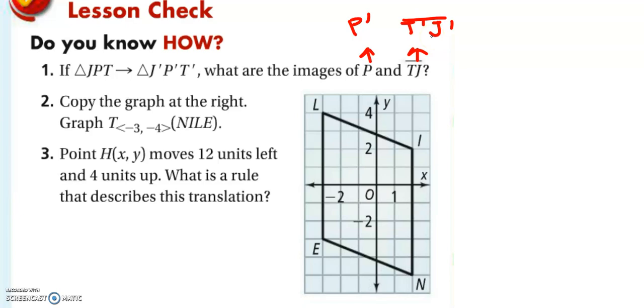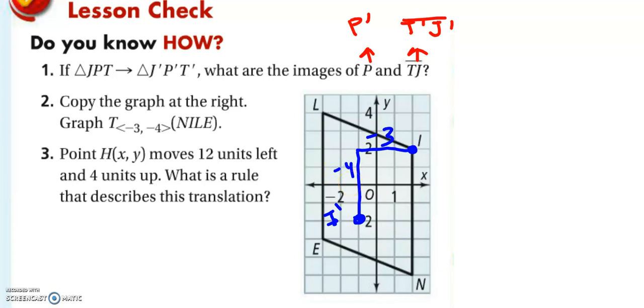Copy the graph at the right and graph a translation of <-3, -4>. So I'll do this with just a couple of points. That means go 3 to the left and 4 down. So if I went to I, I'd go -3 on the x, 1, 2, 3, and 4 on the y, 1, 2, 3, 4. And there would be I prime. And I can't do it with any other points because I would run out. That just means to go -3, -4.